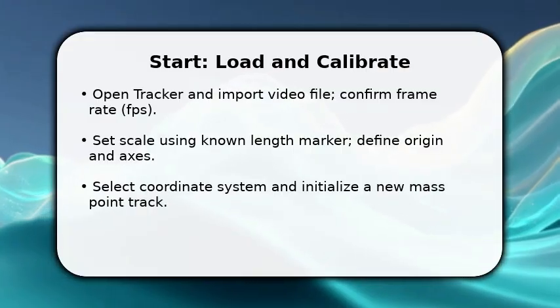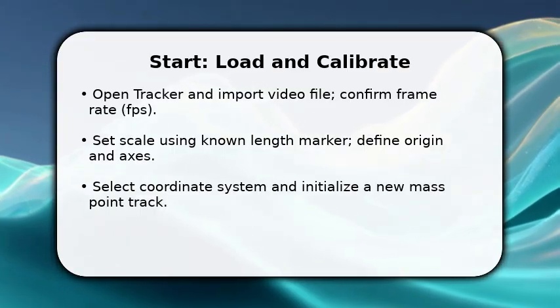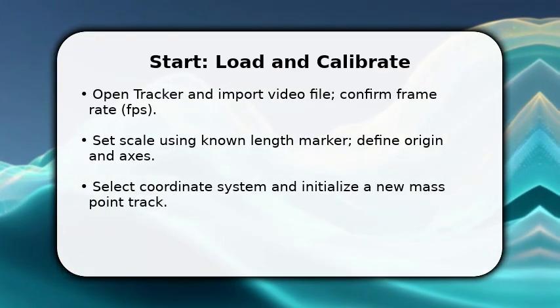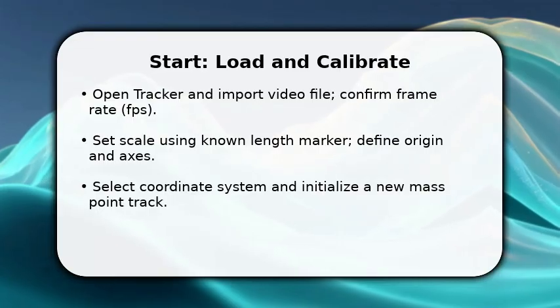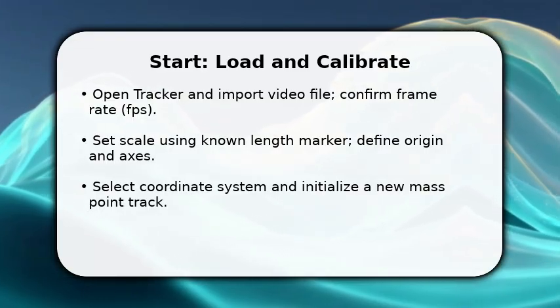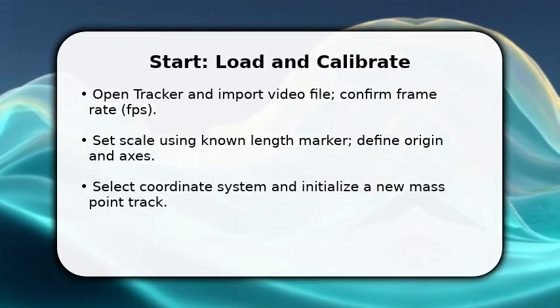You begin by importing your video and confirming the camera frame rate so timestamps are accurate. Once the file is loaded, place a scale marker on a known length and define the origin and axes to convert pixels to meters. This calibration is critical because it links video coordinates to real units.